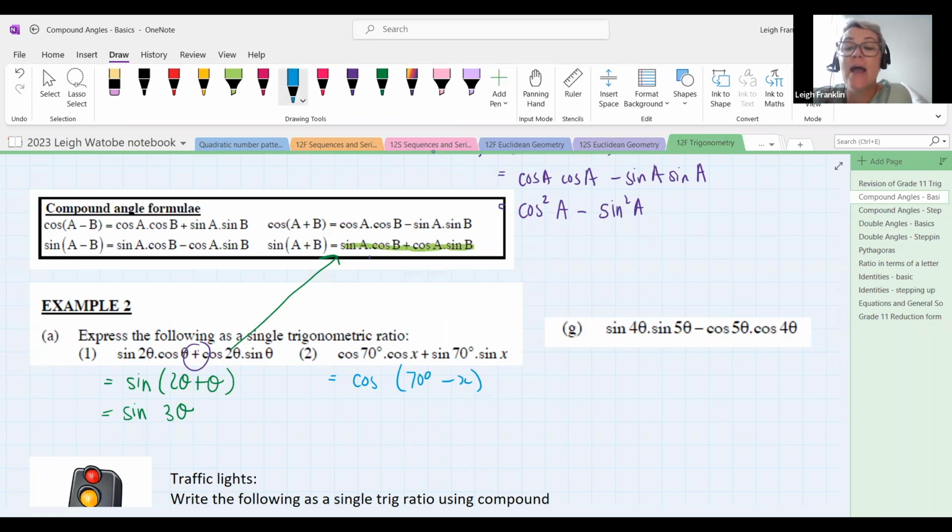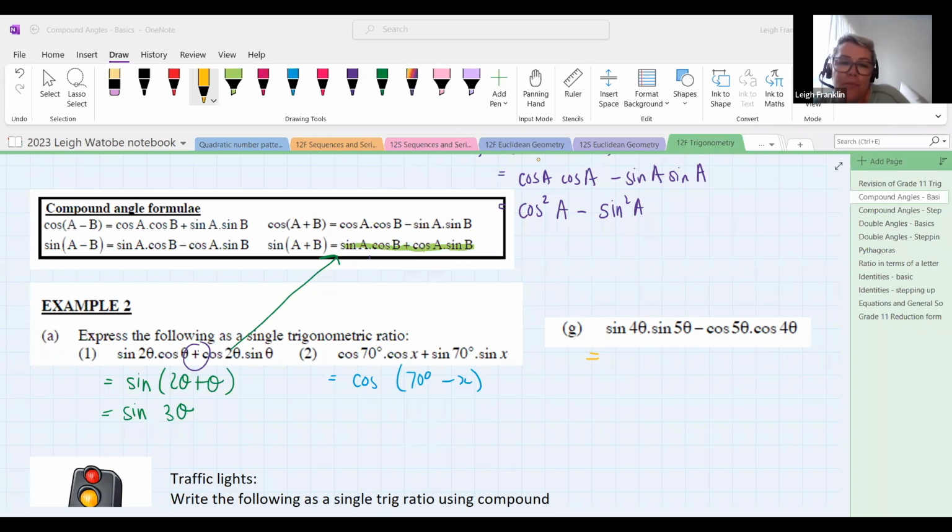Let's have a look at, oh, that's a difficult one. Let's do this one next. I want to focus on this question, G over here. Let's just see who else has got a hand up. Okay, Sitimbile, you were next in the queue. Have a look at question G. What do you think needs to happen here? It's going to be sin 4 theta minus 5 theta. Plus, it's going to be minus. Yes, it's going to be minus.